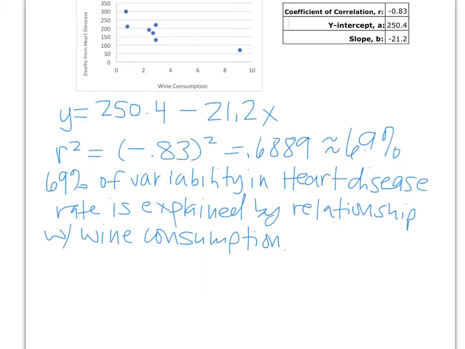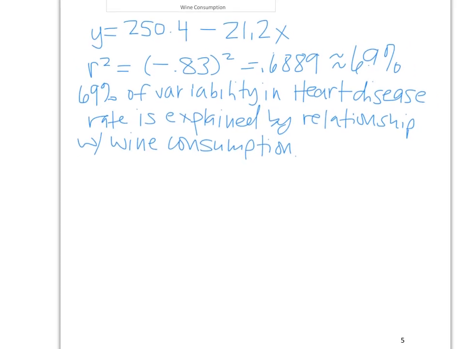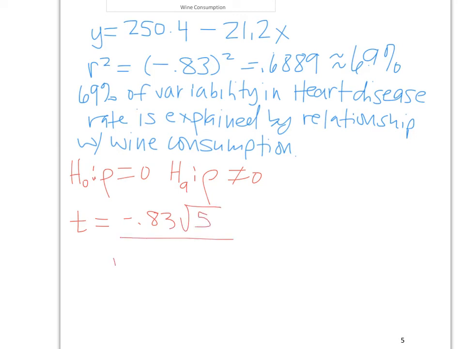Okay, now let's test and see if we've got statistically significant linear correlation. So we're testing whether that true correlation coefficient rho is equal to 0 against it not equaling 0. Calculating the test statistic, take negative 0.83 times the square root of, we have sample size of 7, so subtracting 2, the square root of 5, over square root of 1 minus negative 0.83 squared. That gives us a t-value of negative 3.327.